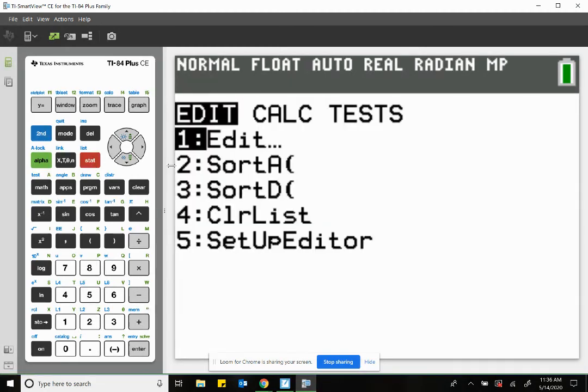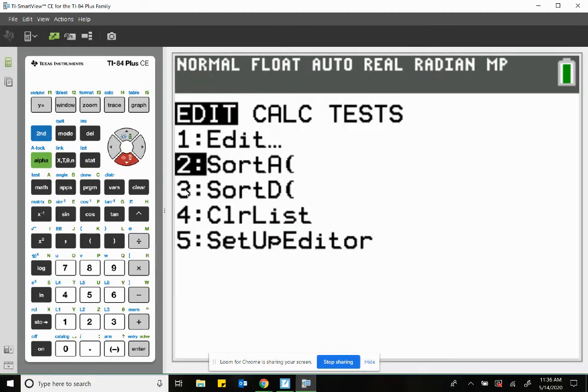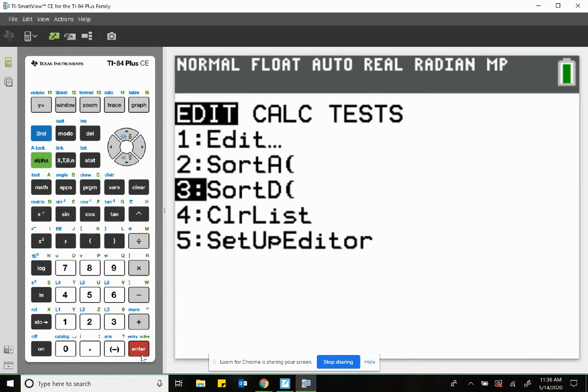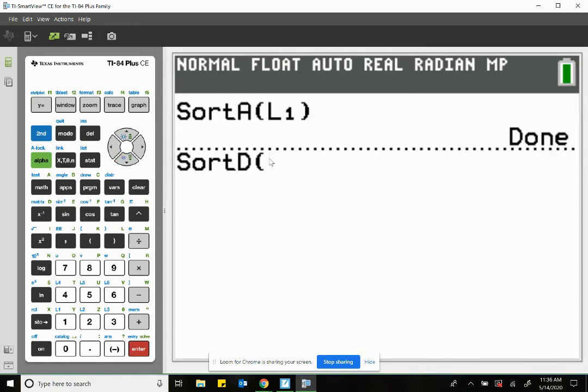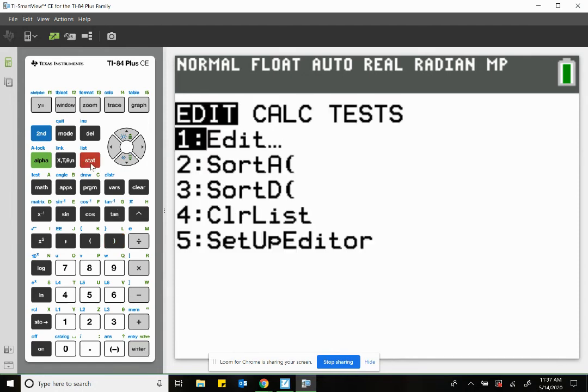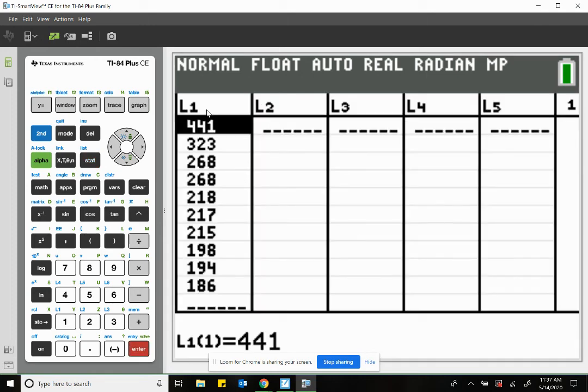So if you need to sort your list, it's right out here. You just click on the sort that you want, ascending or descending. Ascending is smallest to largest. Descending is from largest to smallest. So let's do descending. Again, all you do now is tell it what list. Second 1, close it, hit enter, it's done. Go back to stat, click on edit, and there's the list that we put in originally.